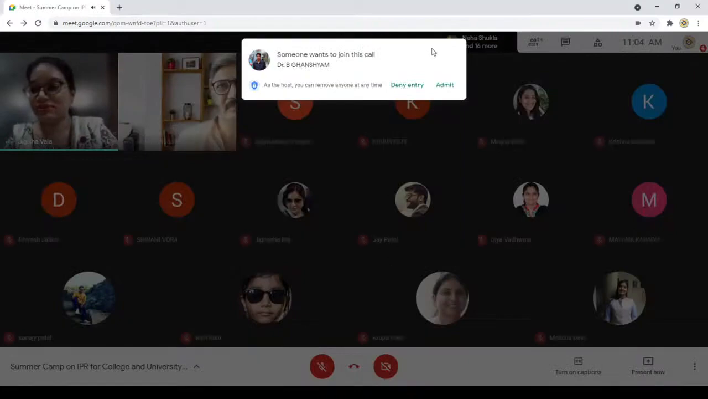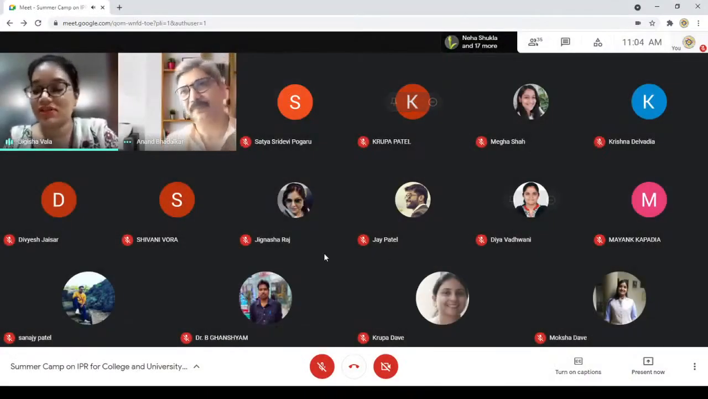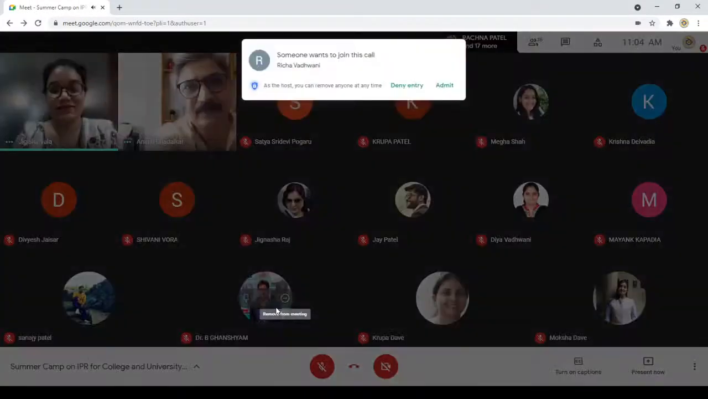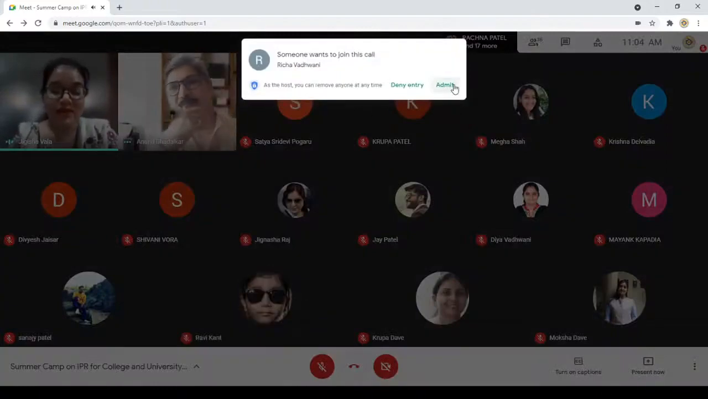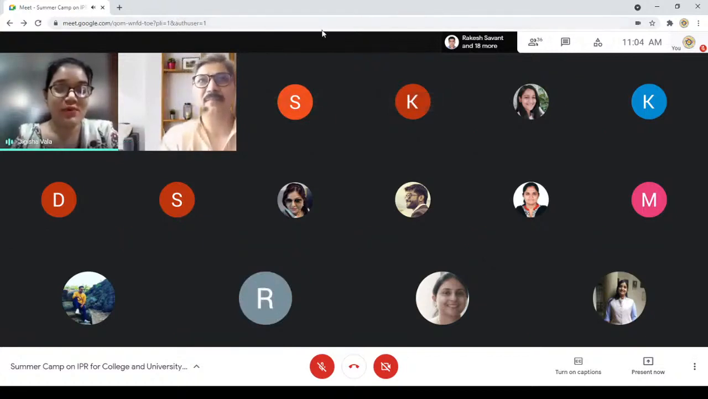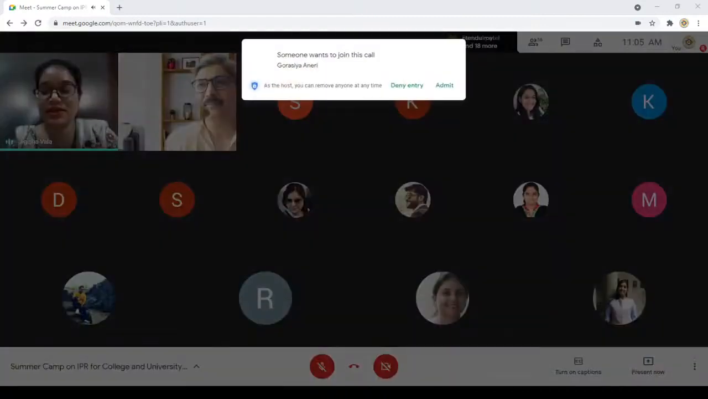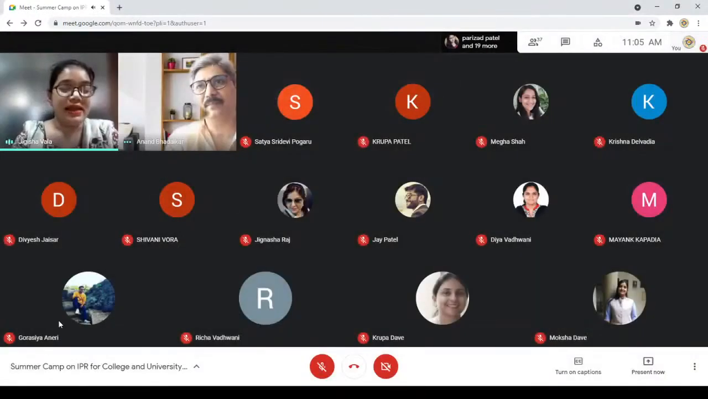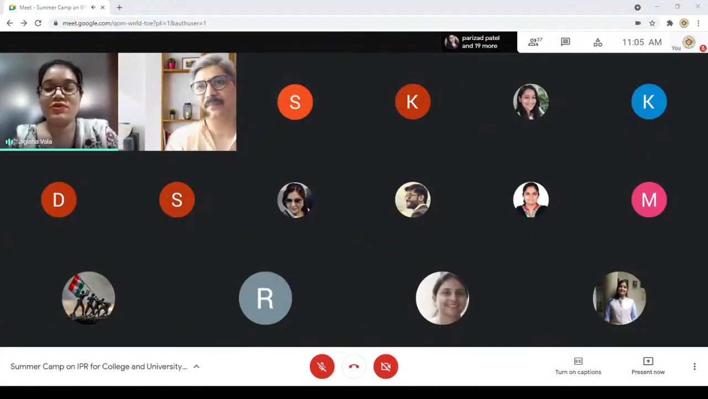Good morning, everyone. On behalf of Dr. Narottam Sahu, advisor at GUJCOST, and our whole team, I welcome our speakers and participants for day 2 of the summer camp on IPR, designed for college and university students to engage, educate, and empower them in their career and future. The objective of the program is to create a strong IP culture among the students because universities and institutes are considered to be the most important foundation for growth of any country.